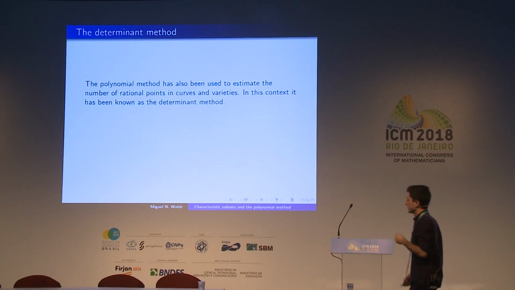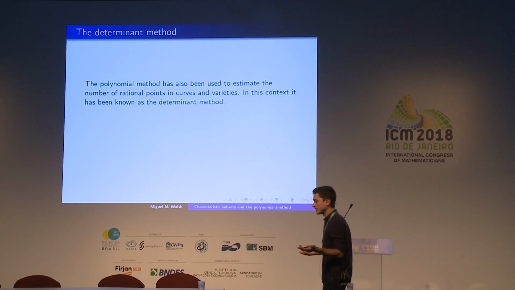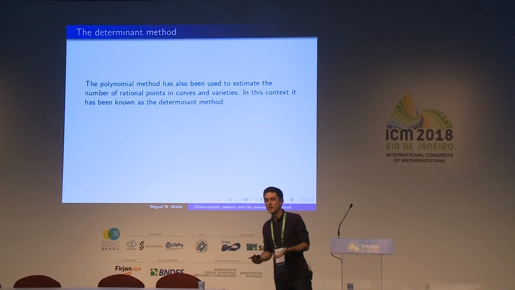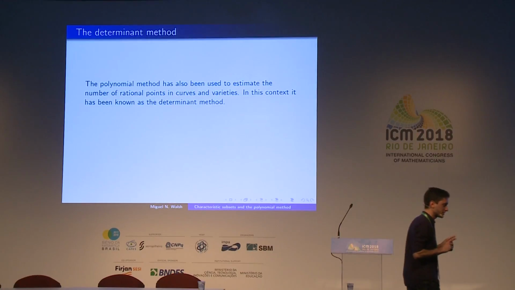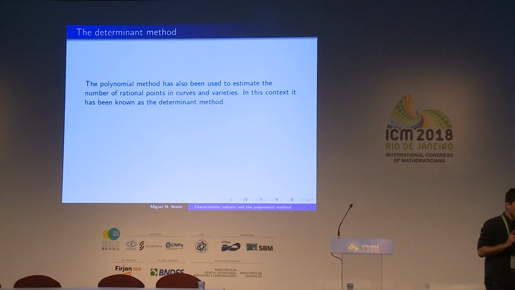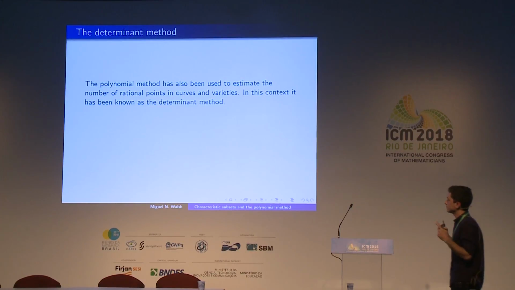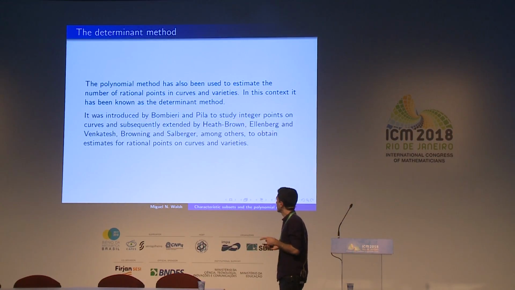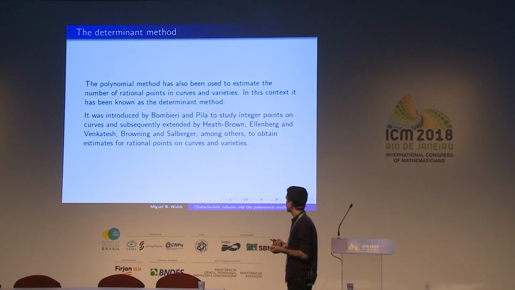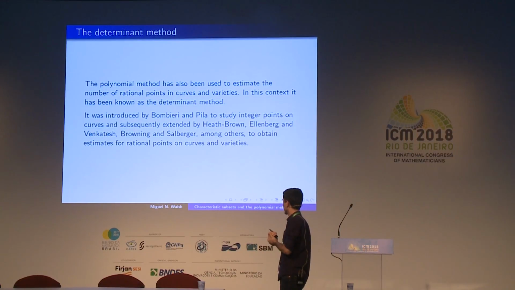So that's another nice feature of the polynomial method that applies in so many places, and many of those different places have different names. In this place, it was called the determinant method, but it's essentially the same thing, with the difference that here, the emphasis is not so much in finding a characteristic subset, which is always implicitly done in an easy way. It's more about finding a good dimension counting argument. So here it was introduced by Bombieri and Pila to study integer points on curves, and subsequently extended by Heath-Brown, Ellenberg, Venkatesh, Brown, and Salberger, among others, to obtain estimates for rational points on curves and varieties.